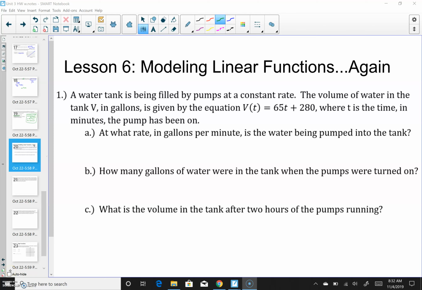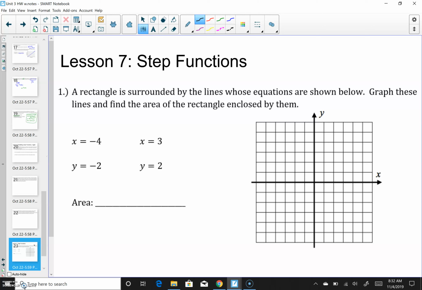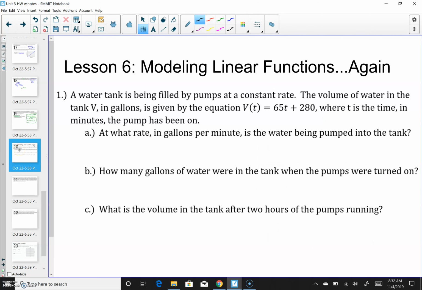In lesson 6, we want to work on modeling our linear functions again. A water tank is being filled by pumps at a constant rate. The volume of the water in the tank, V, in gallons, is given by the equation V of t equals 65t plus 280, where t is the time in minutes the pump has been on. At what rate in gallons per minute is the water being pumped into the tank?